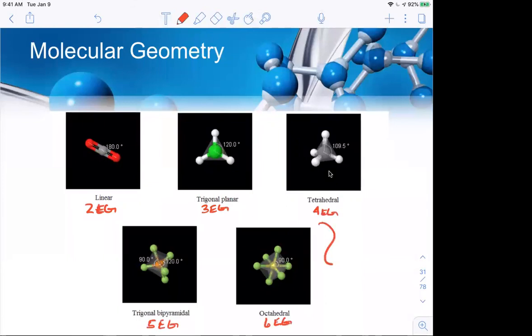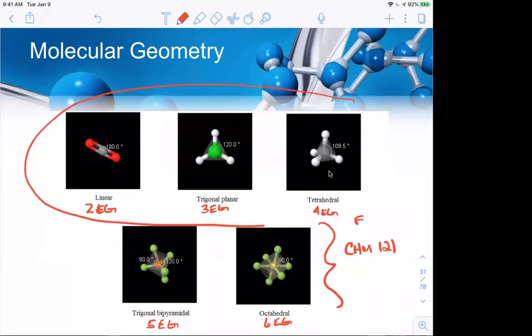Now, this part here was done in Chem 121, which is Gen Chem 1. If you took the other prerequisites, you may not have gone any farther than tetrahedral. The good thing is, those are the geometries that we really have to know. I basically only care about linear, trigonal planar, and tetrahedral. Those geometries are the geometries of carbon compounds. So those are the geometries that we're actually going to focus on in this course.